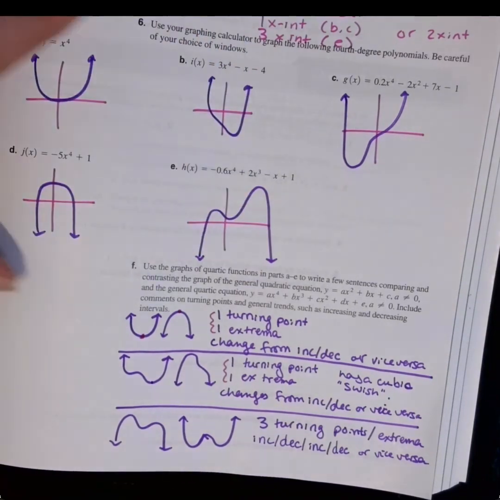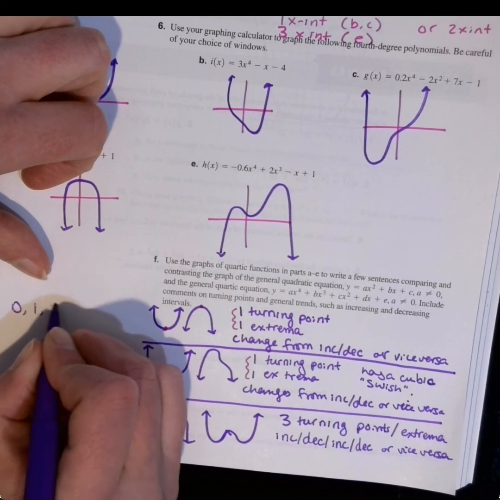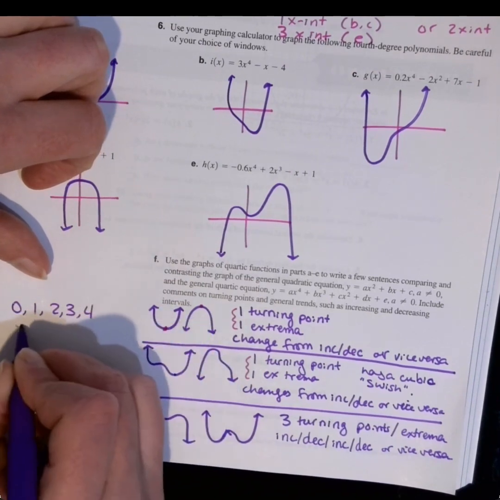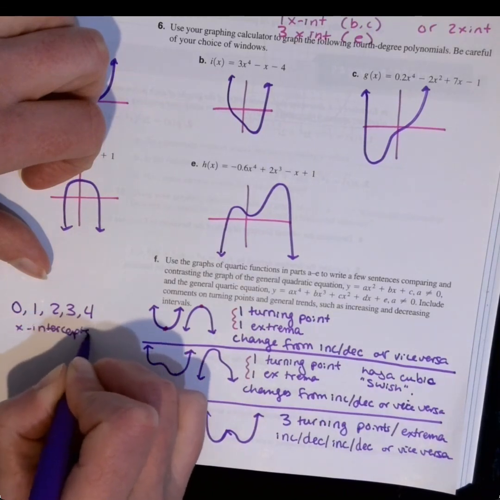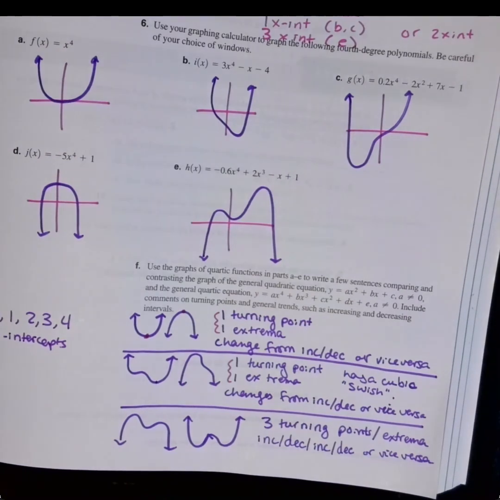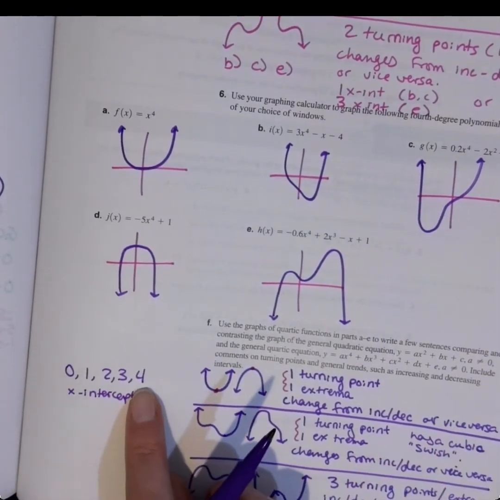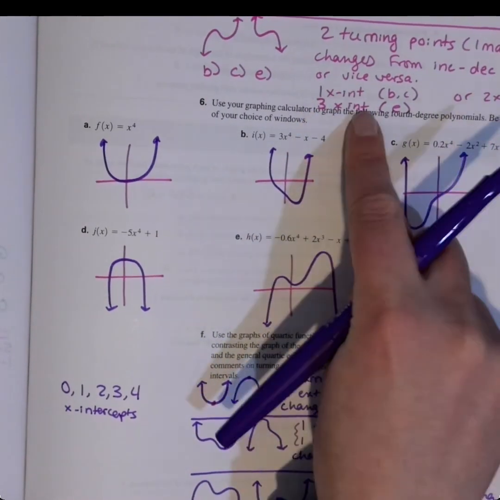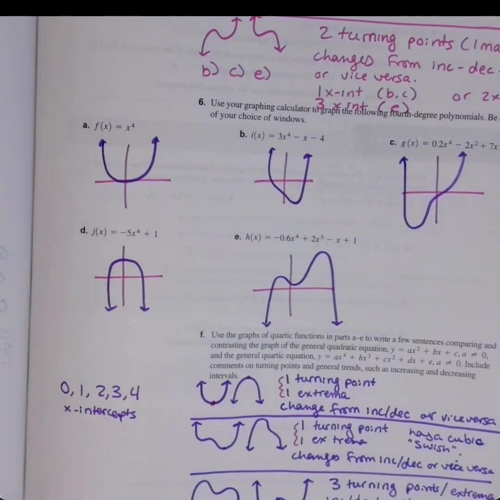So it's possible that these could have 0, 1, 2, 3, or 4 x-intercepts, depending on the shape. They could have up to 4 because they're degree 4. So the highest possible would be 4. Matching with a cubic, the highest possible is 3. So that could have 1 or 2 or 3. This one could have 0, 1, 2, 3, or 4 x-intercepts.